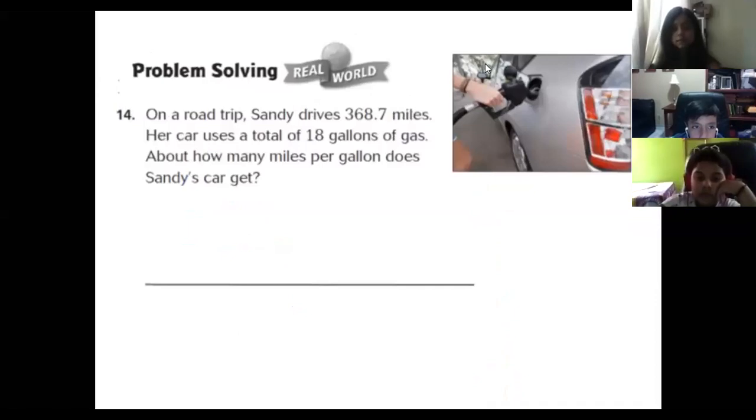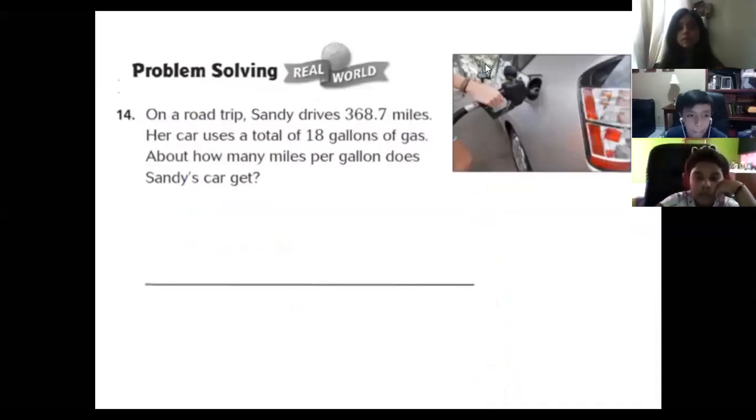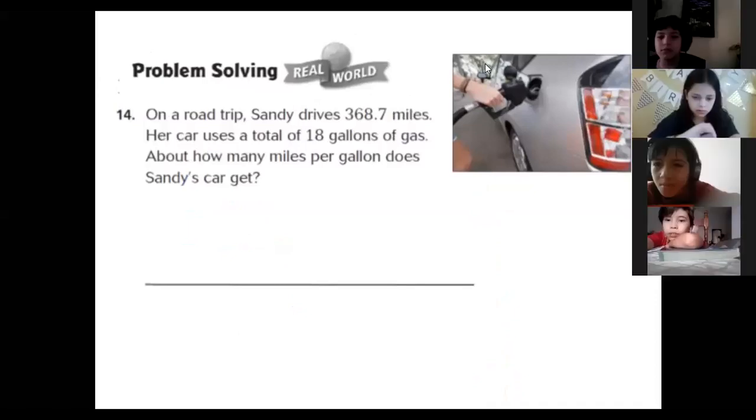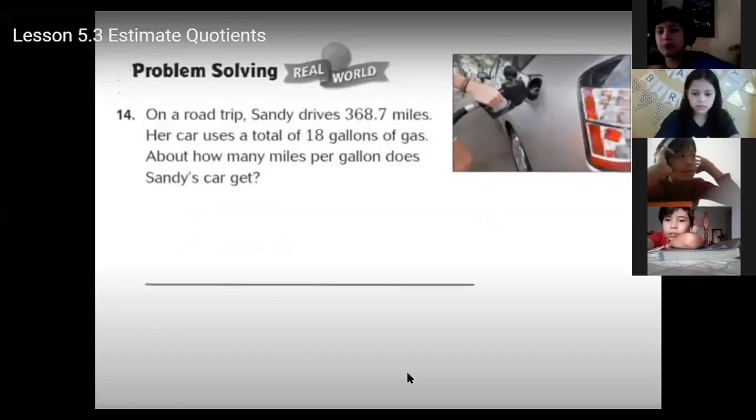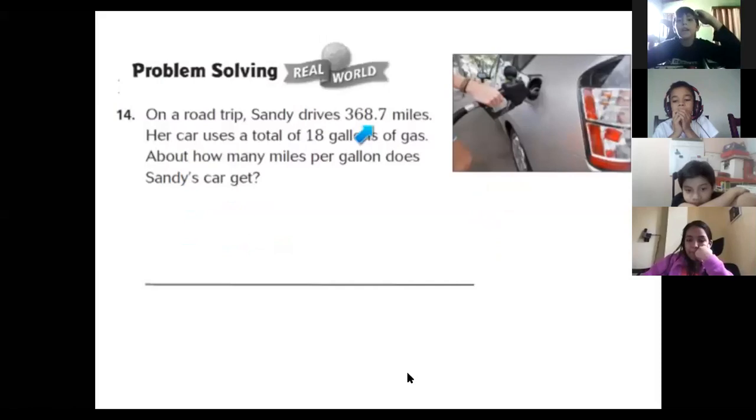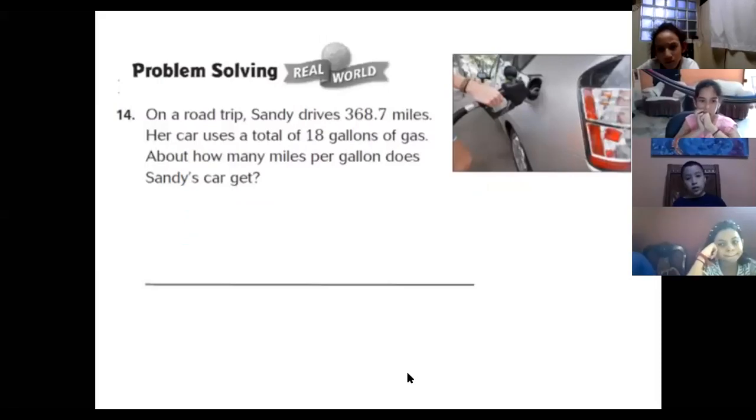Now, let's take a look at question number 14. It's another one of our real-world problem-solving questions, and number 14 says, on a road trip, Sandy drives 368 and 7 tenths miles. Her car uses a total of 18 gallons of gas. About how many miles per gallon does Sandy's car get?